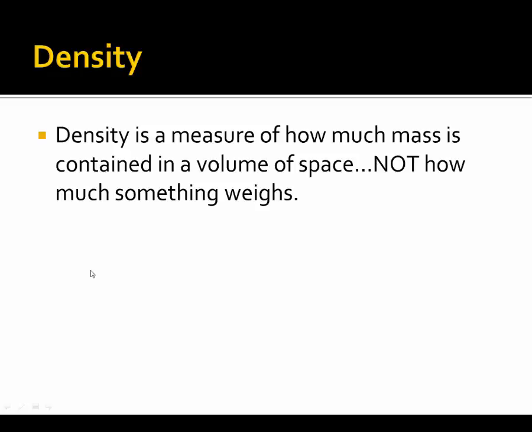Okay, density, if you recall, is a measure of how much mass is contained in a certain amount of space. Remember, it's not how much something weighs. So you think dense, you think of something heavy, rocks, right? A boulder is dense. The reason they're so dense is because they have so much mass packed into a small space, right?